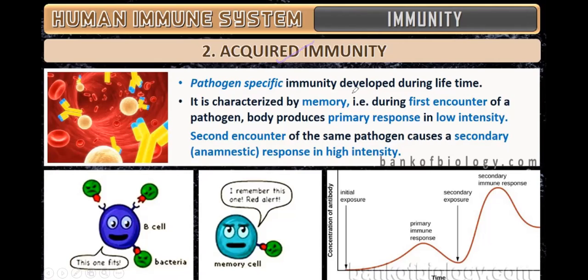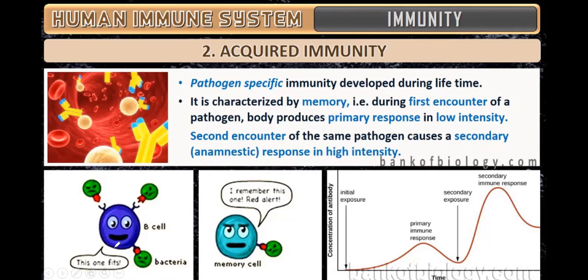It is not present since birth. It is characterized by memory, that is, during the first encounter of a pathogen, the body produces a primary response of low intensity. A second encounter of the same pathogen causes a secondary response, also known as the anamnestic response, and it is of higher intensity.